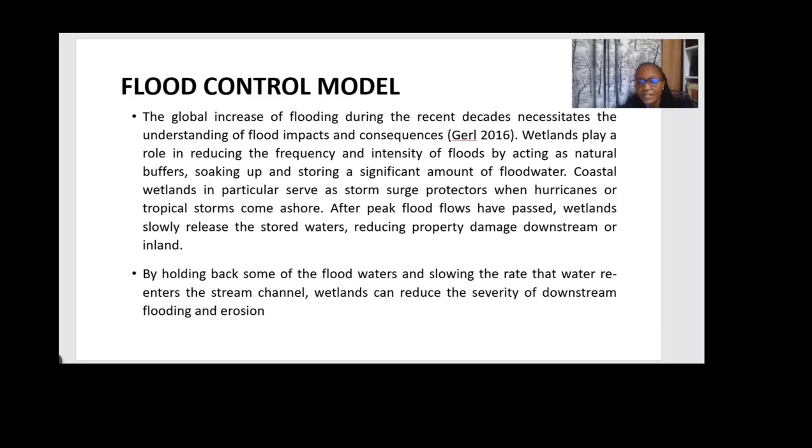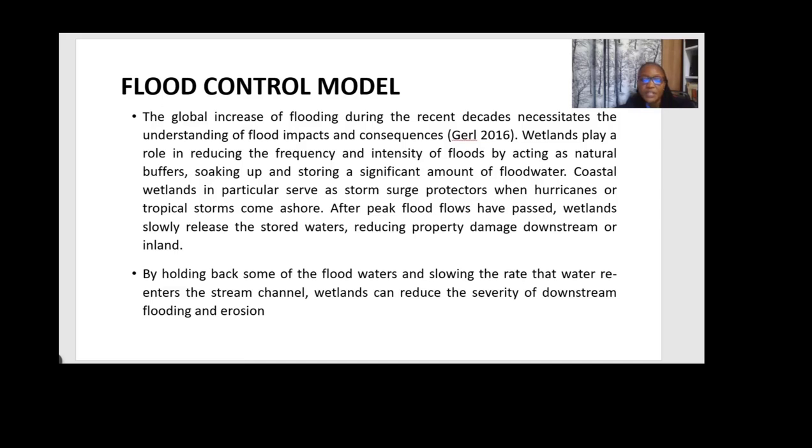The wetland does this in two ways. We have the coastal scenario where the wetlands in particular serve as storm surge protectors when hurricanes or tropical storms come ashore. Then we have the second scenario where, after peak flood flows have passed, wetlands slowly release the stored waters, reducing property damage downstream or inland.